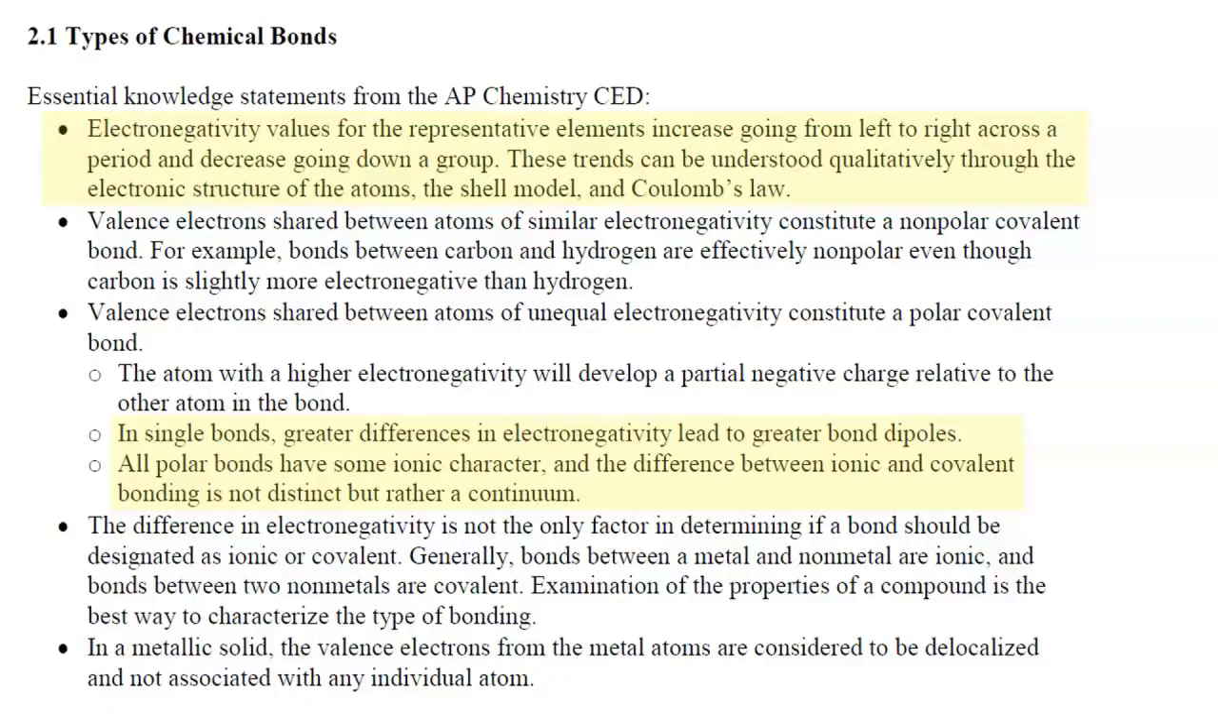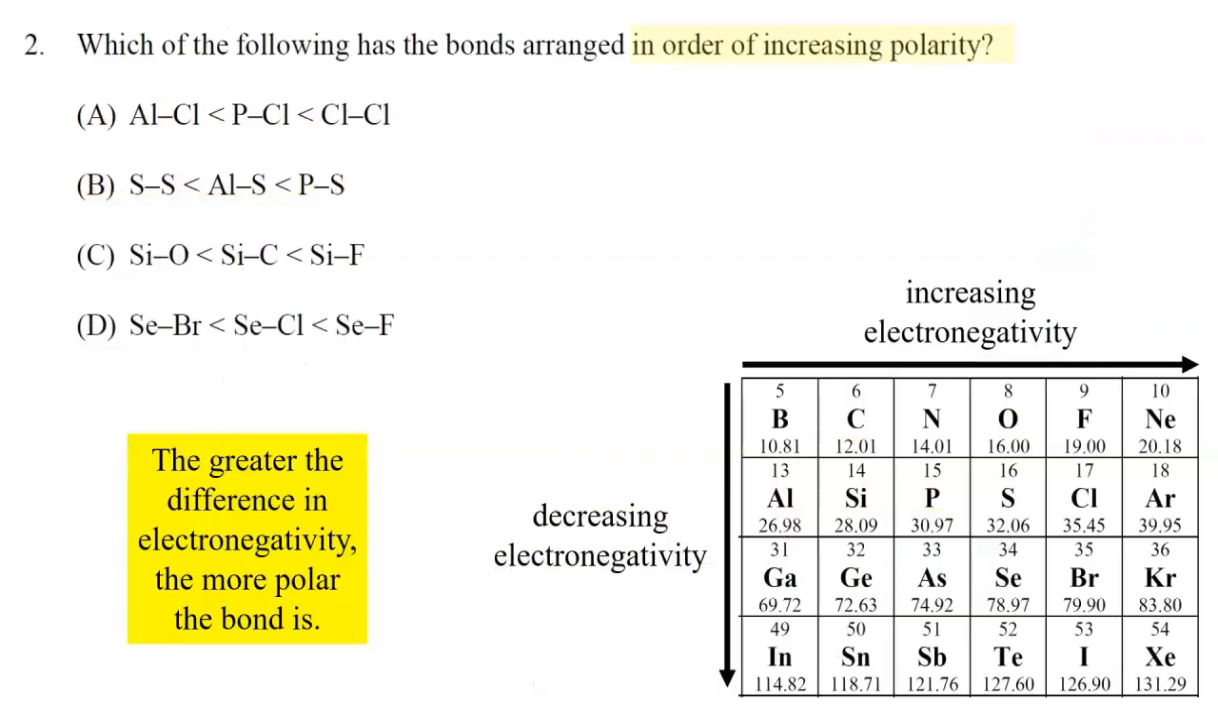So electronegativity values for the representative elements generally increase going from left to right across a period and decrease going down a group. And in single bonds, greater differences in electronegativity lead to greater bond dipoles. So the strategy for answering question 2 is to look at those general trends in electronegativity on the periodic table. And the greater the difference in electronegativity between two atoms, the more polar that bond is.